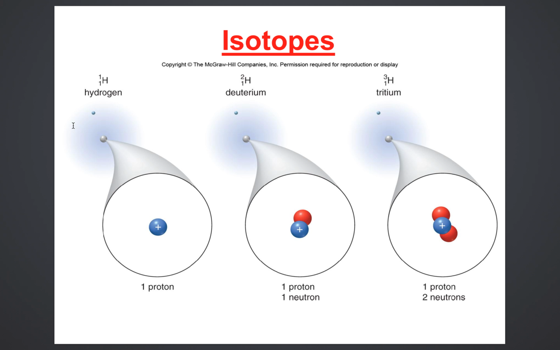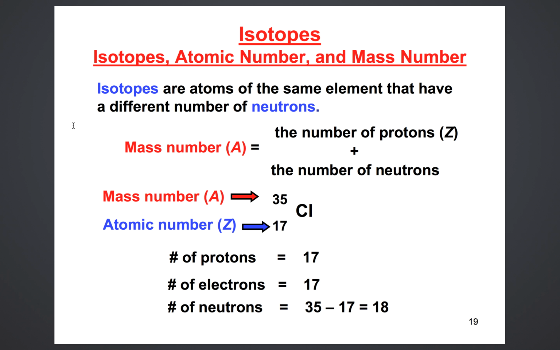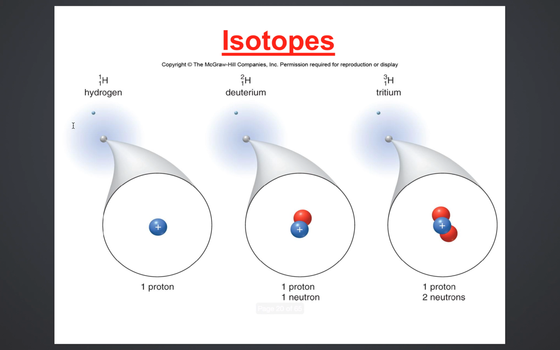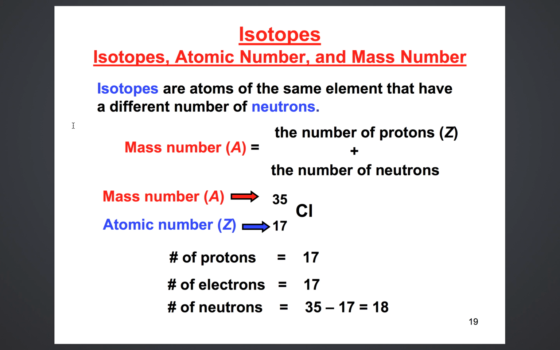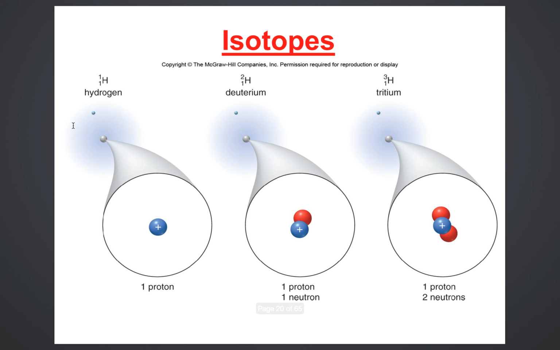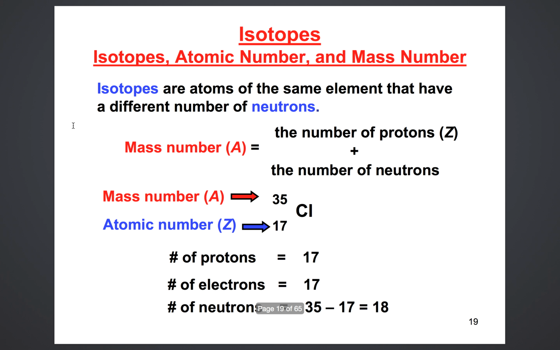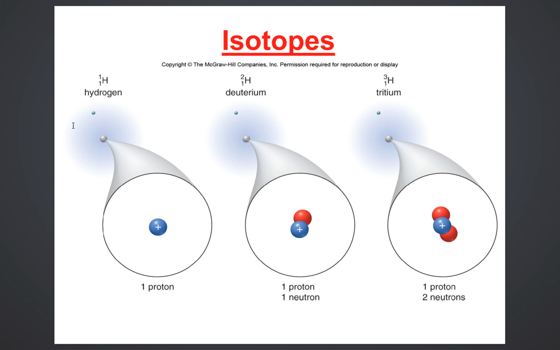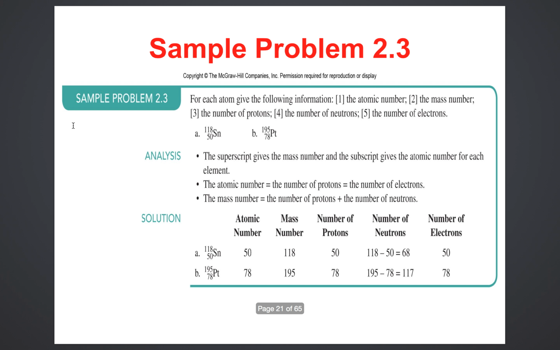So we have all the isotopes. Hydrogen has mass number 1 and atomic number 1. Then we have another one where the mass number is 2 and the atomic number is 1. And here we have a mass number of 3 and an atomic number of 1.